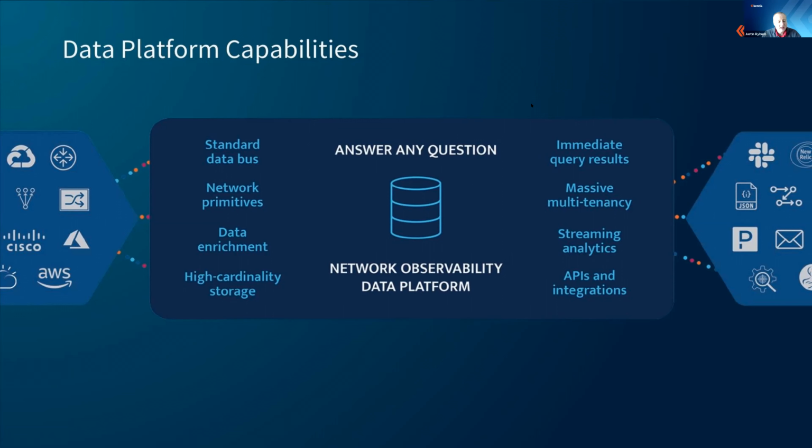Streaming analytics. Again, we talked a little bit about being able to get streaming data into the platform quickly and in real time. That is something you need to be able to do in order to have good observability.